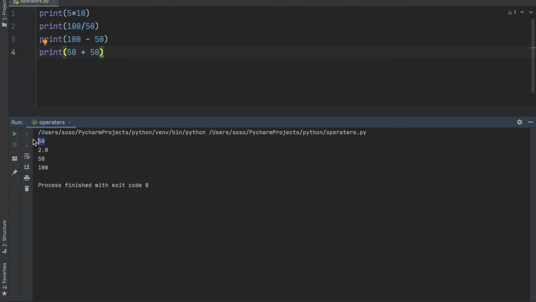And there you have it. 5 times 10 equals 50, 100 divided by 50 equals 2, 100 minus 50 equals 50, and 50 plus 50 equals 100.